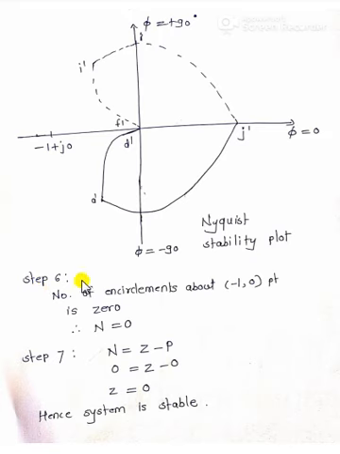Now step number 6 is what? Number of encirclements about the minus 1 comma 0 point. Here this is our minus 1 comma 0 point, and the number of encirclements means what? This Nyquist stability plot is not encircling this point, so the capital N here is 0. Now step number 7 means what? As per the Nyquist stability criterion, capital N is equal to Z minus P. Then N is 0, P is 0, so Z is 0, hence the system is stable.